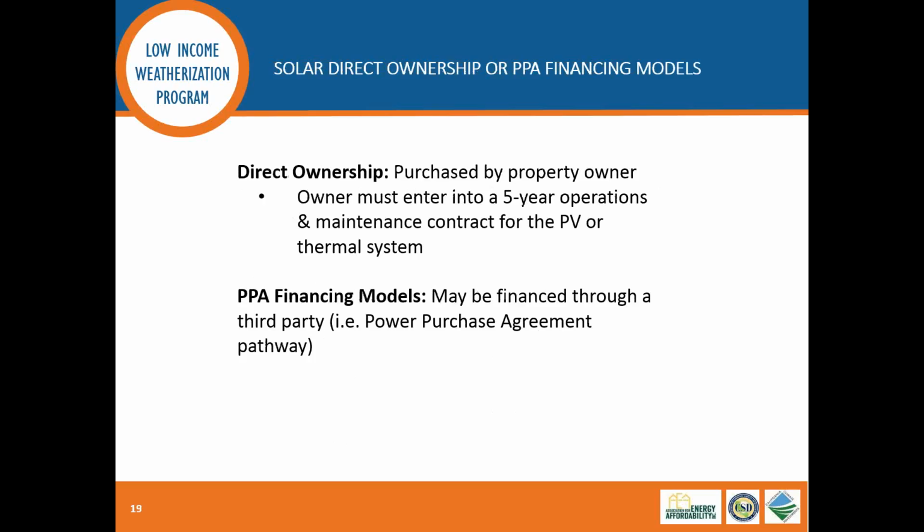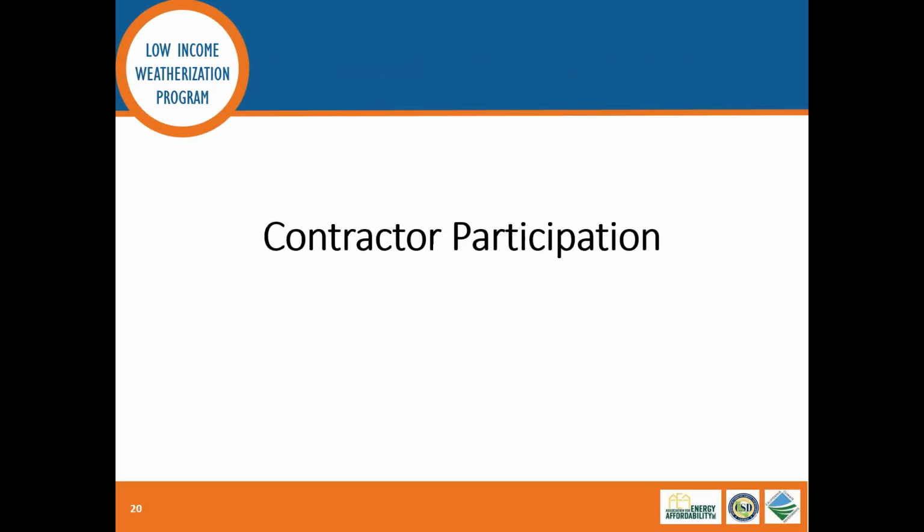Types of financing. So in many cases, property owners may have chosen to work through a PPA or a power purchase agreement. And that is totally appropriate. We can still provide incentives for projects that are going through a PPA. Or, of course, we can help contribute towards the total cost if an owner is deciding to purchase the system themselves. But we do ask that the owner enter into a 5-year operations and maintenance contract for both photovoltaics and thermal if they are owned by the property owner rather than through a power purchase agreement.